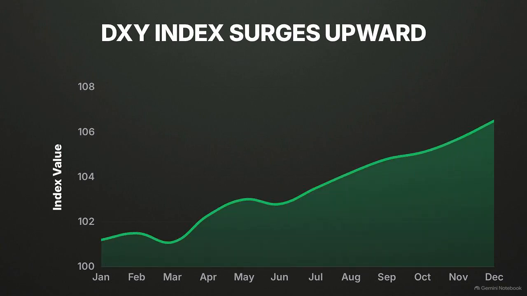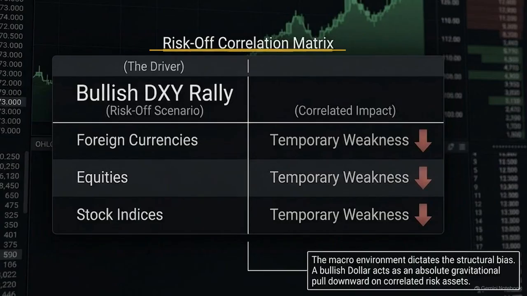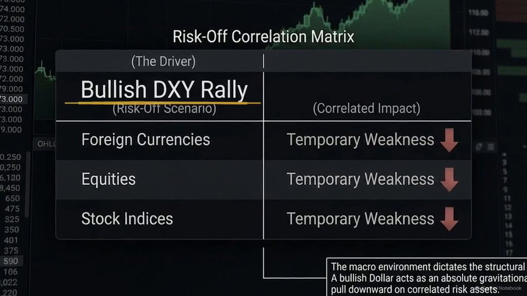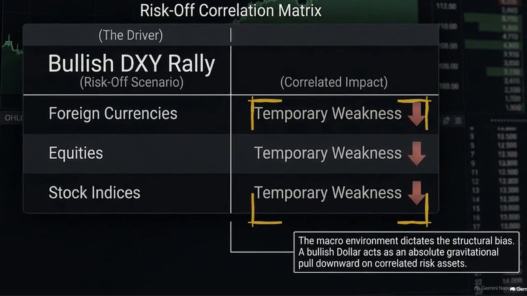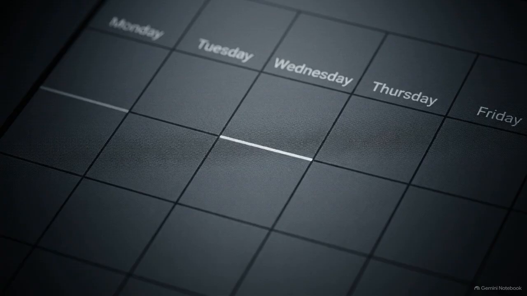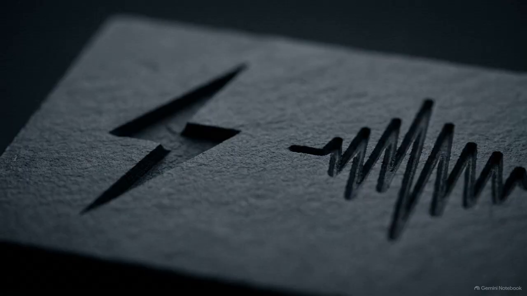This matrix shows the inverse relationship driving a risk-off environment. A bullish rally in the dollar acts as a heavy gravitational pull. It explicitly forces temporary weakness across correlated risk assets, meaning foreign currencies and stock indices are pushed downward. Once we know the overarching direction, we diagnose the weekly market condition. We have to strictly categorize the current week as either actively trending or stuck in consolidation.